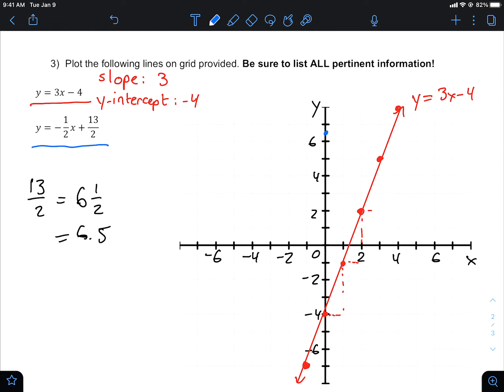So 6.5 right there. And then we have our slope, which is negative 1/2. So remember with fractional slopes, what we want to do is go across by whatever the denominator says and then apply that vertical change according to the numerator. We also know that it's negative. So what that means is that every time we go across by 2, we go down by 1, like so.